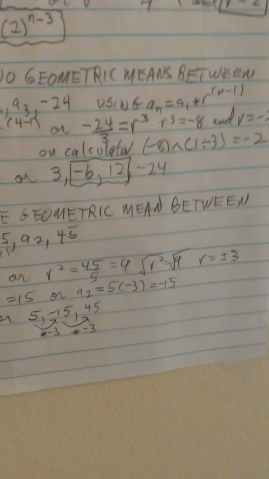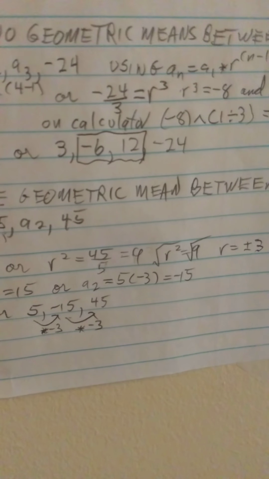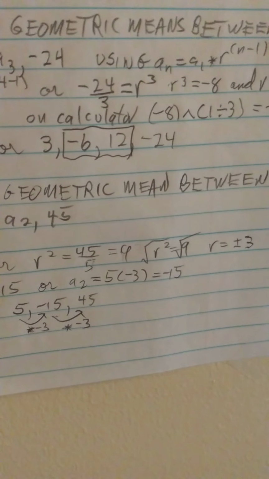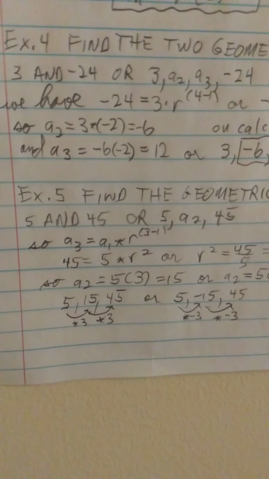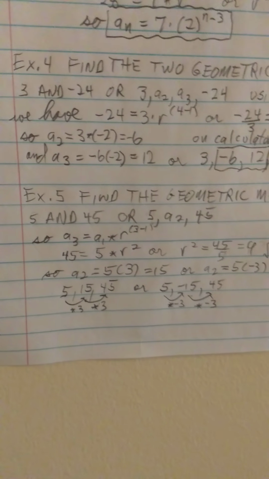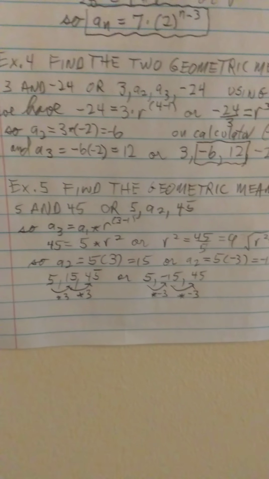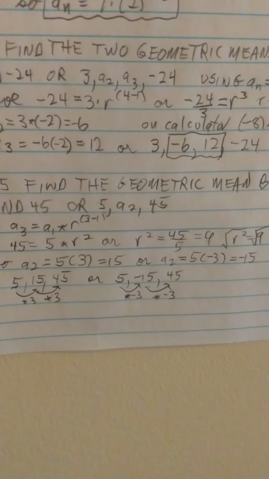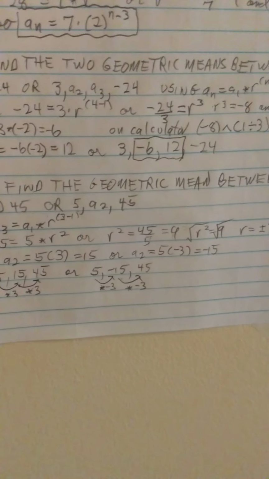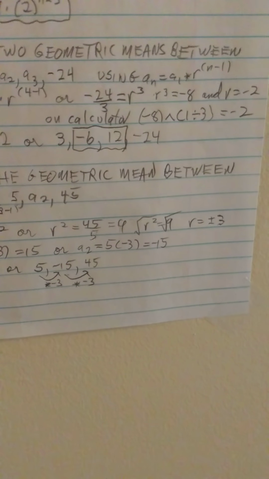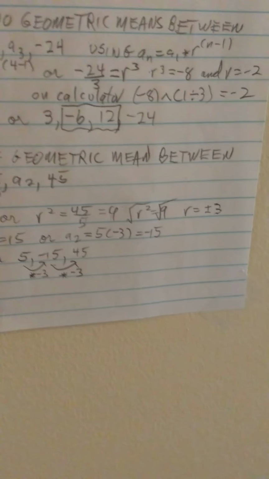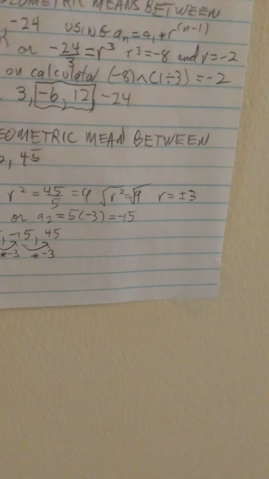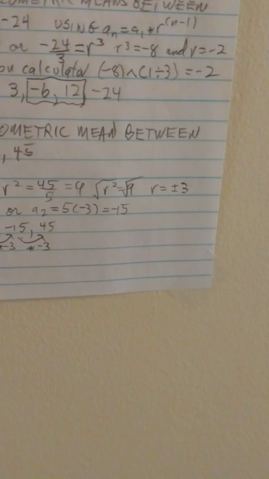Now, still using a sub n equals a sub 1 times r to the n minus 1, since we have a sub 4 and a sub 1. So plugging in for a sub 4, we have negative 24 equals a sub 1, 3, times r to the 4 minus 1, or dividing by 3, negative 24 over 3 is r cubed, and therefore r cubed is negative 8, and it's on the calculator. The way we would do that would be negative 8 in parentheses, power in parentheses, 1 divided by 3, and that would give us negative 2.